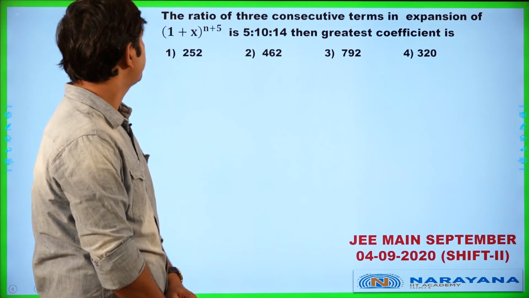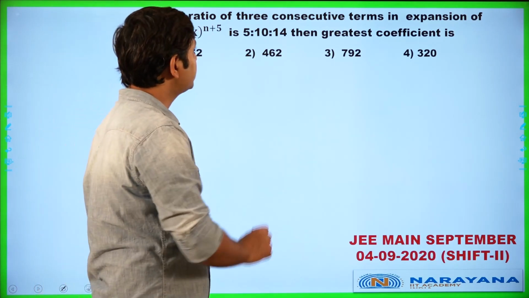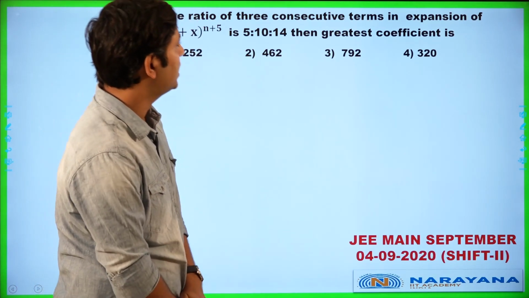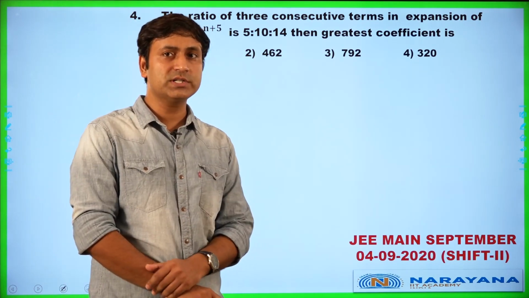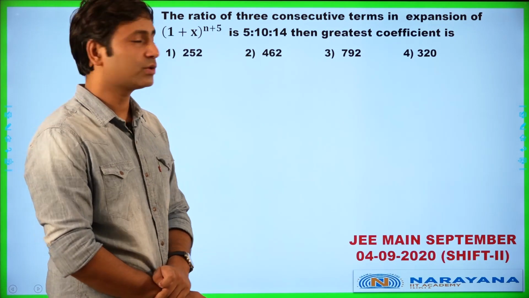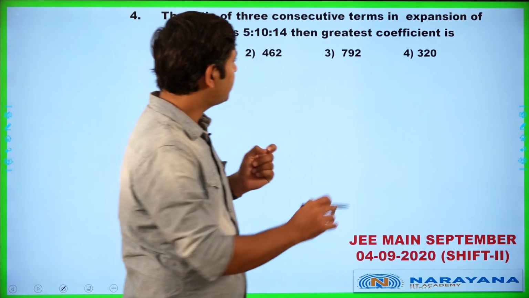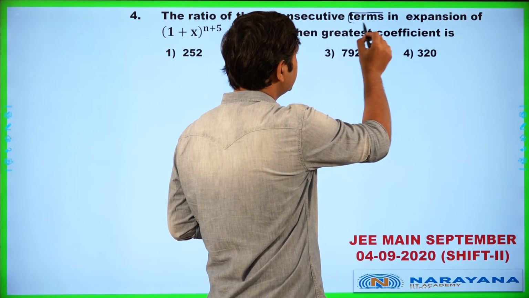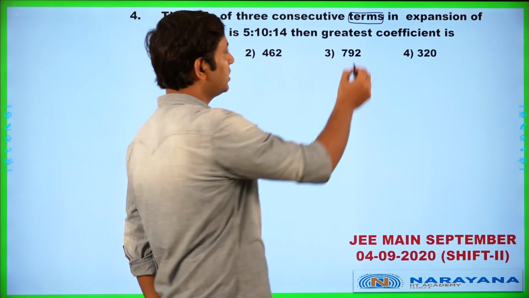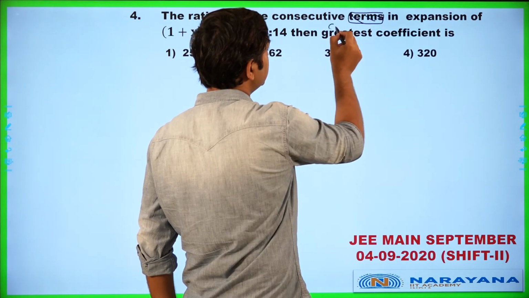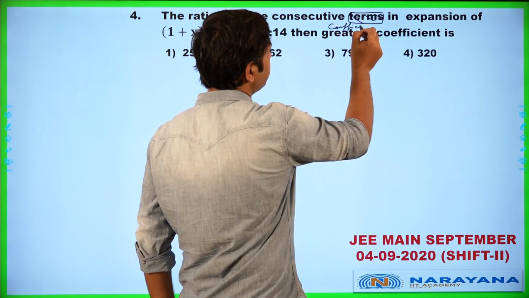This next question, we have the ratio of 3 consecutive terms in the expansion of... Notice that these questions are based upon the memory of the students. There might be a slight difference from the actual question, and hence, the difference is that this must not be terms, it must be coefficients. So, we will consider that coefficient is written here.